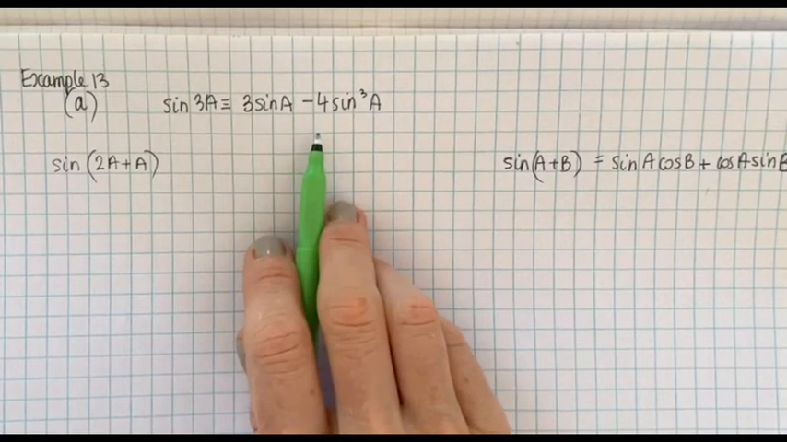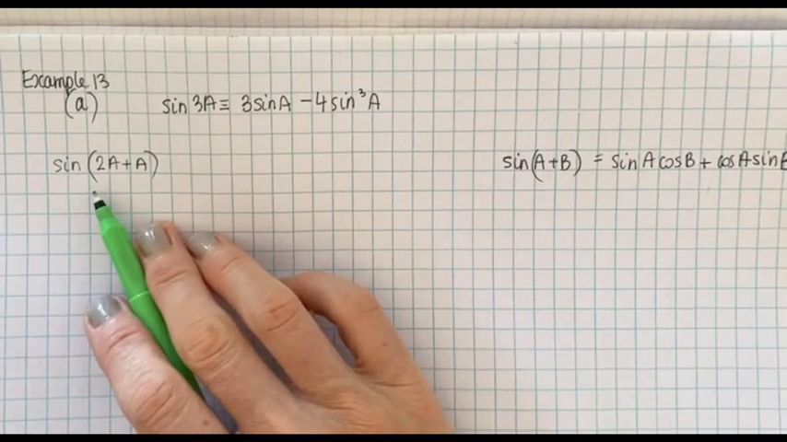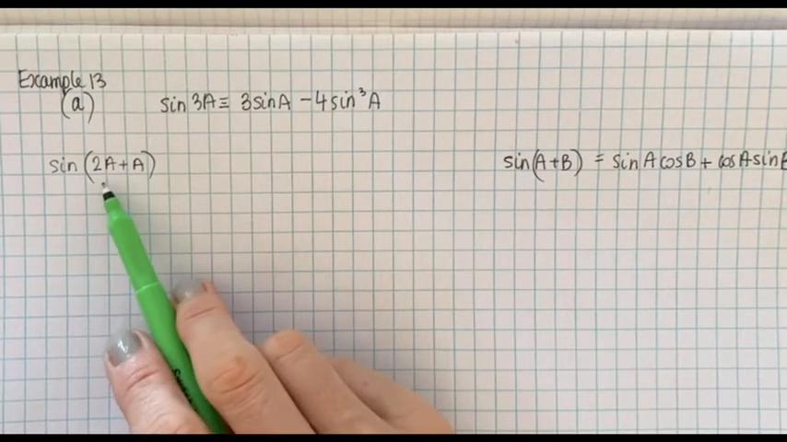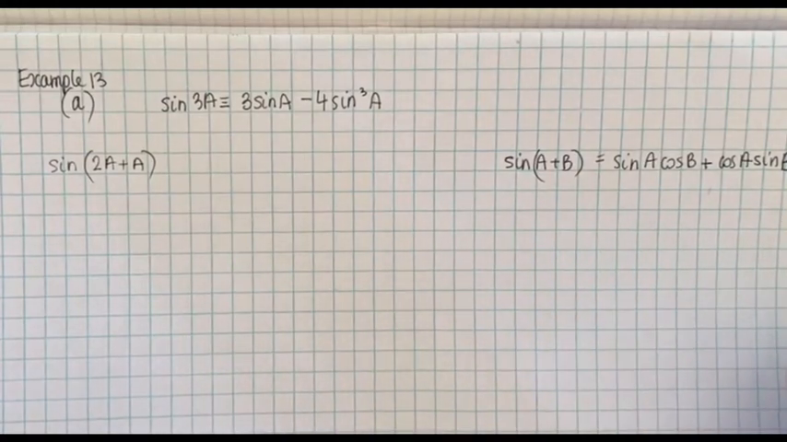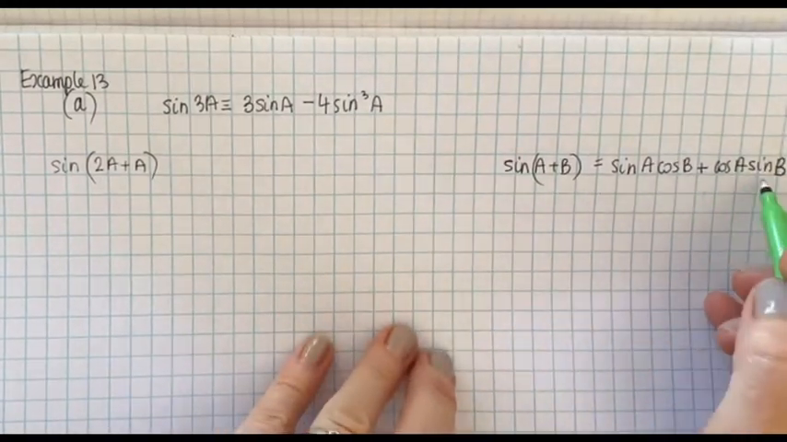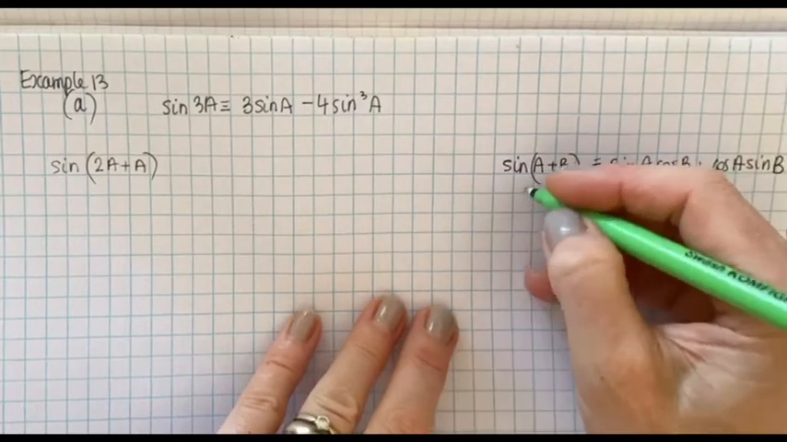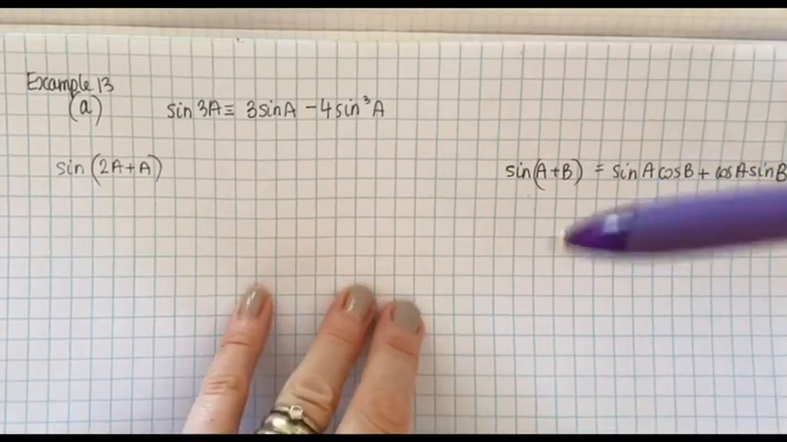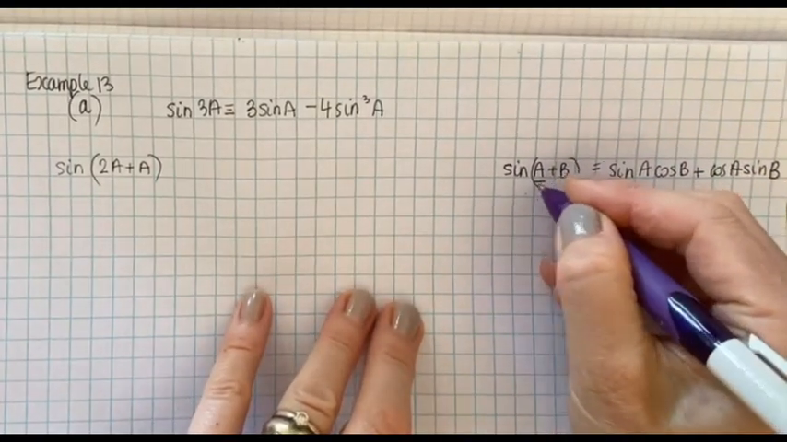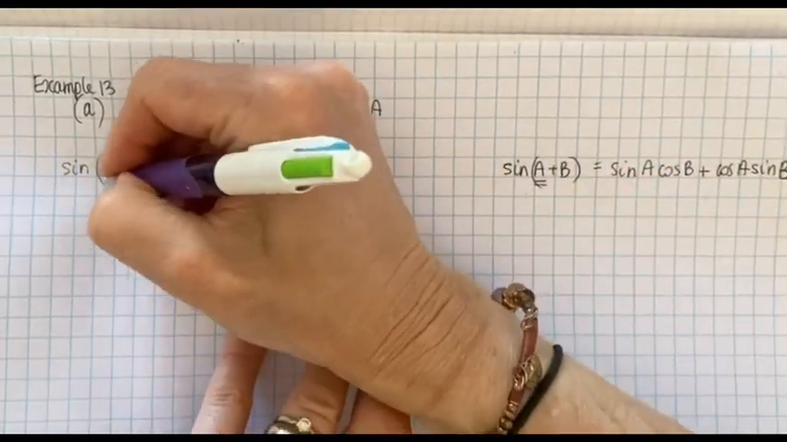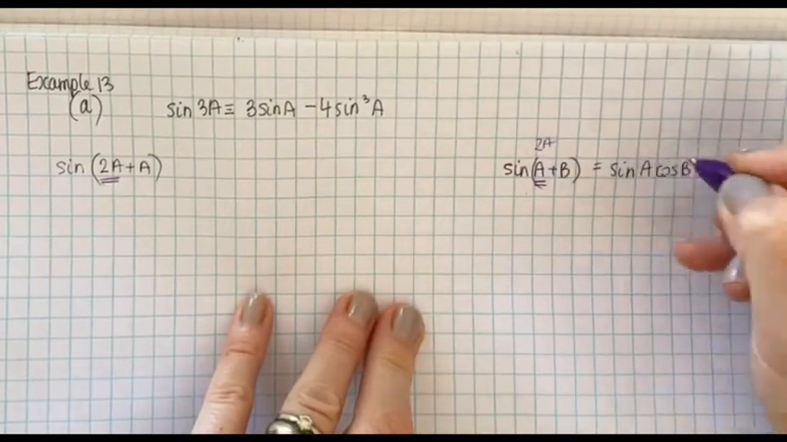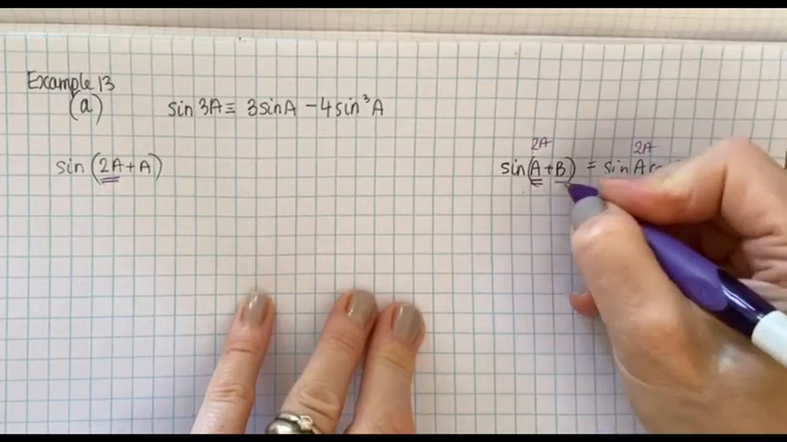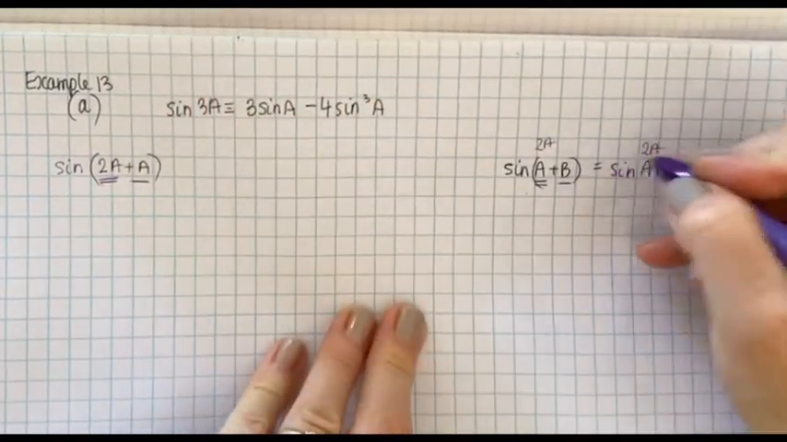Okay, so right, example 13, you have to prove sine 3A is equal to 3 sine A minus 4 sine cubed A. They give you a hint that you need to write 3A as 2A plus A. So they are advising you to use the addition formula. So the addition formula is written over here. And what we're going to do is replace the A in the addition formula with 2A, and B will be replaced with A.